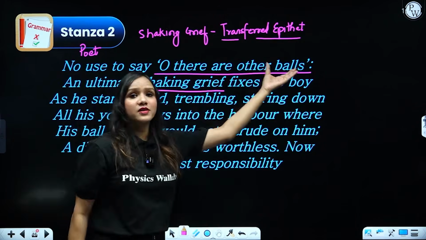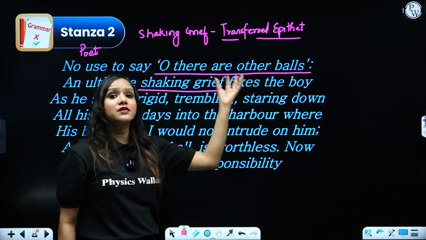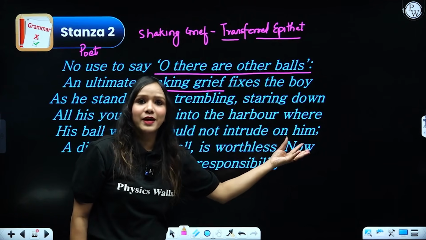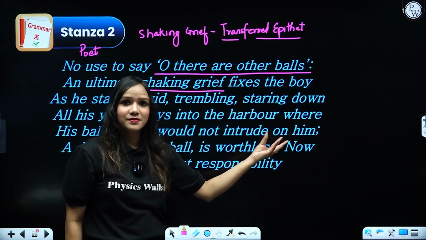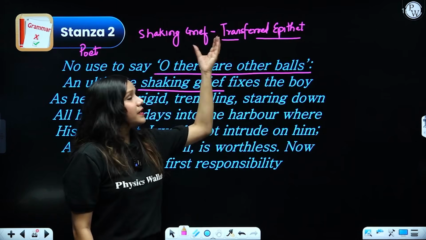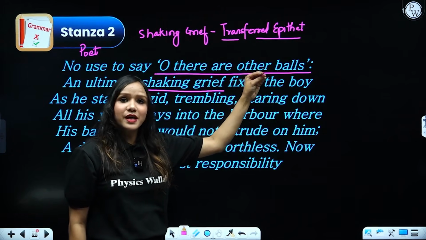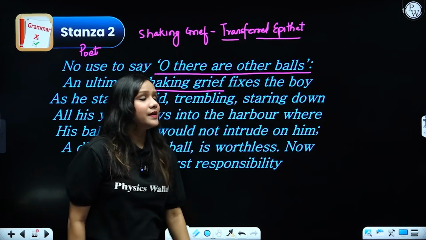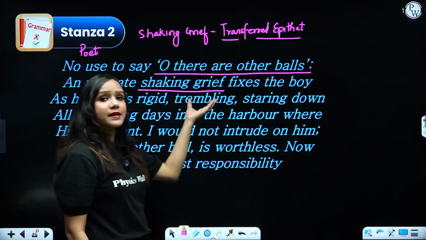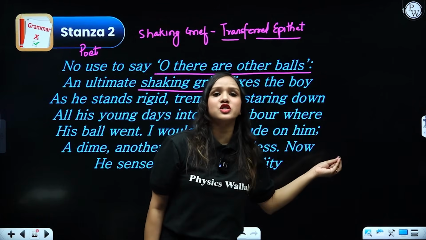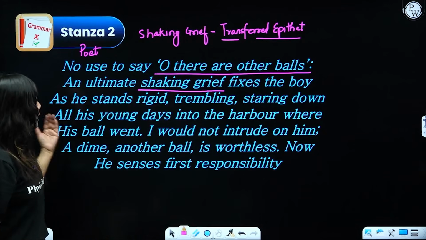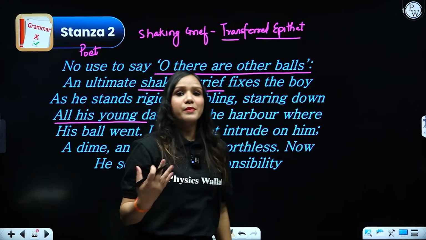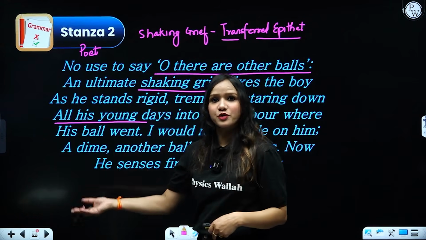Transferred epithet is a literary device in which an adjective is placed before a noun which it does not normally qualify, but qualifies some other noun, right? So generally here, the grief is not shaking, it is the boy who is shaken with grief, right? Staring down all his young days into the harbor, just seeing that ball going into the harbor makes him feel as if all the childhood memories have gone into water, right?